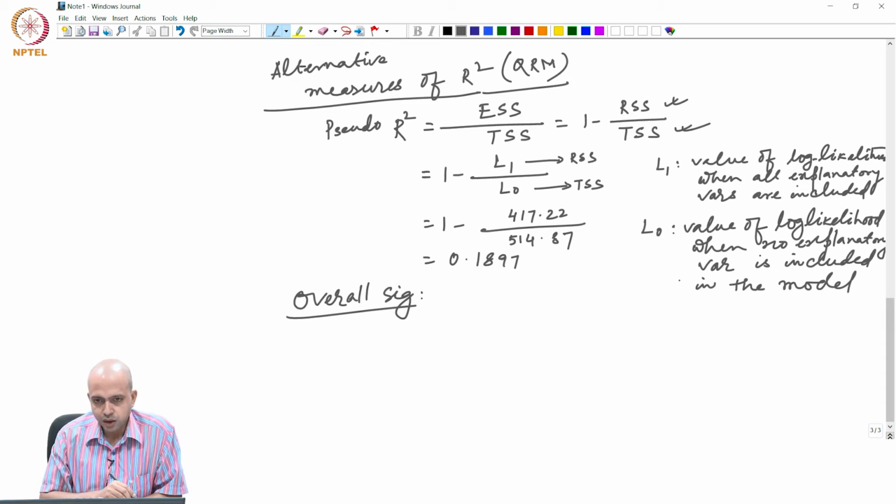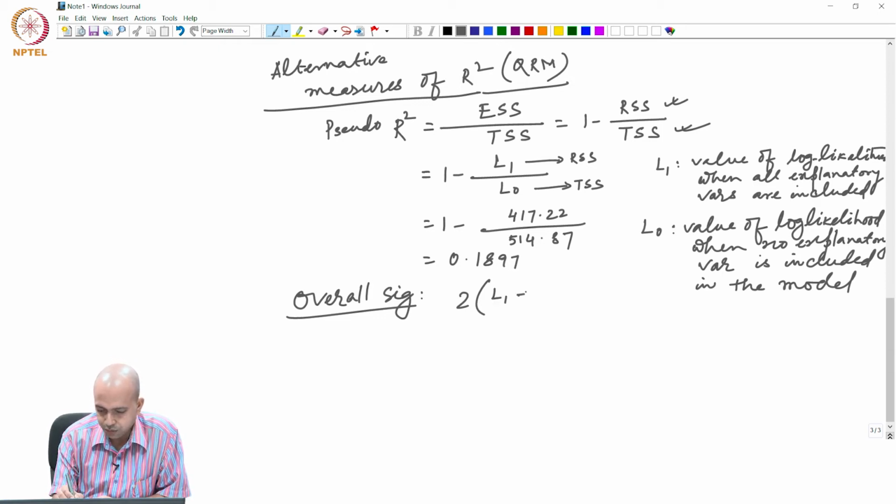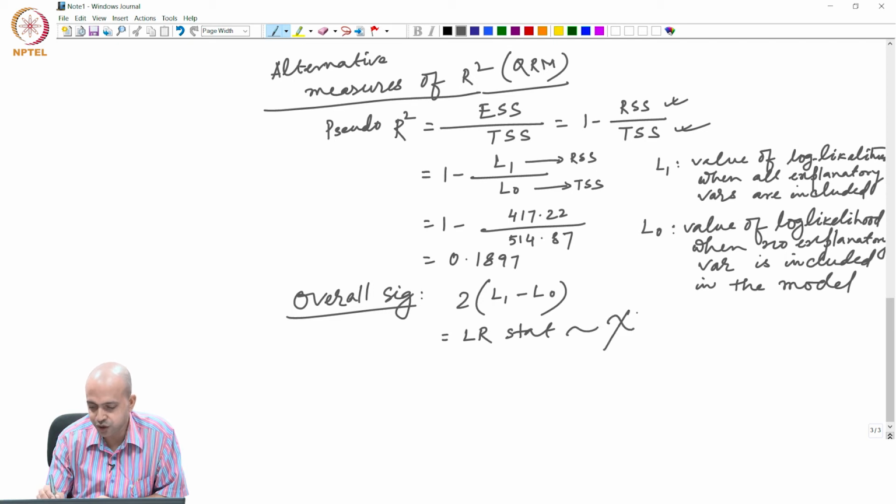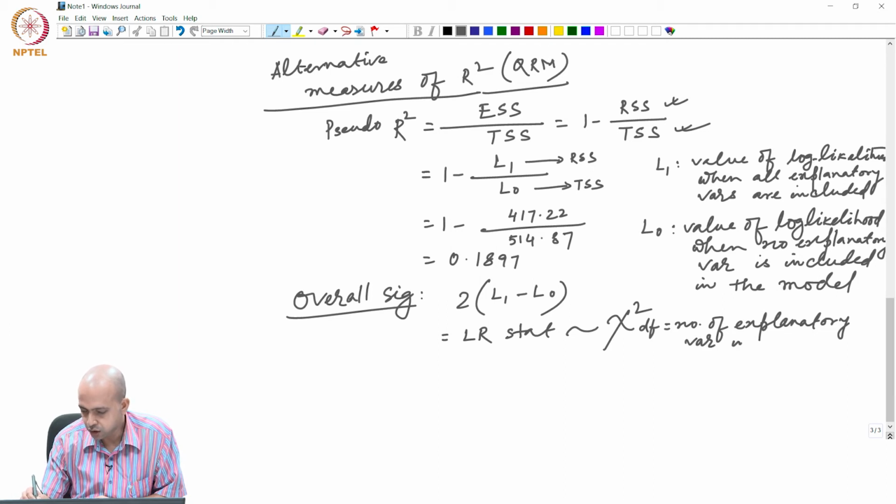And if you calculate 2 into L1 minus L0, then you will get an equivalent measure of the F statistic in the context of a qualitative response model, that is called the log likelihood ratio, LR chi-square or likelihood ratio statistic, and that actually follows a chi-square distribution where the degrees of freedom equal the number of explanatory variables in the model.